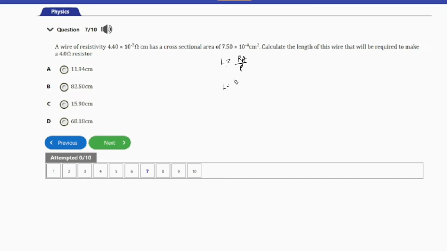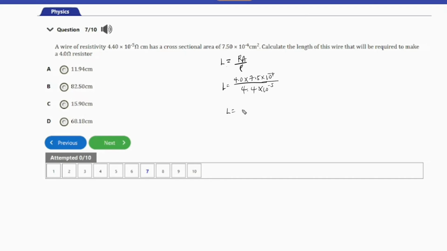The resistance given here is 4.0, and then the cross-sectional area is 7.5 to the power of negative 4, and then we're going to divide this by the resistivity, which is 4.4 times 10 to the power of negative 5. So guys, let's go ahead and calculate this. We're going to have 68.18 cm, and that's option D here. So that's the answer to this question.